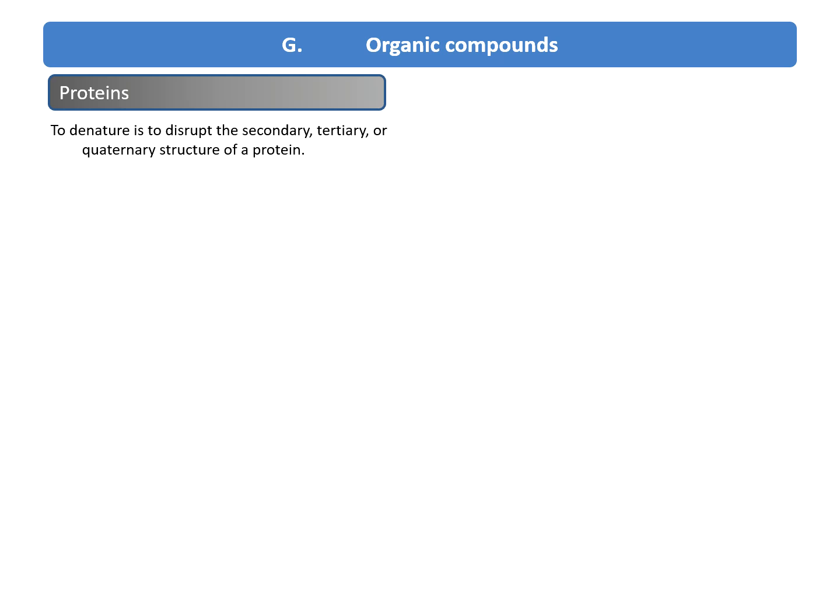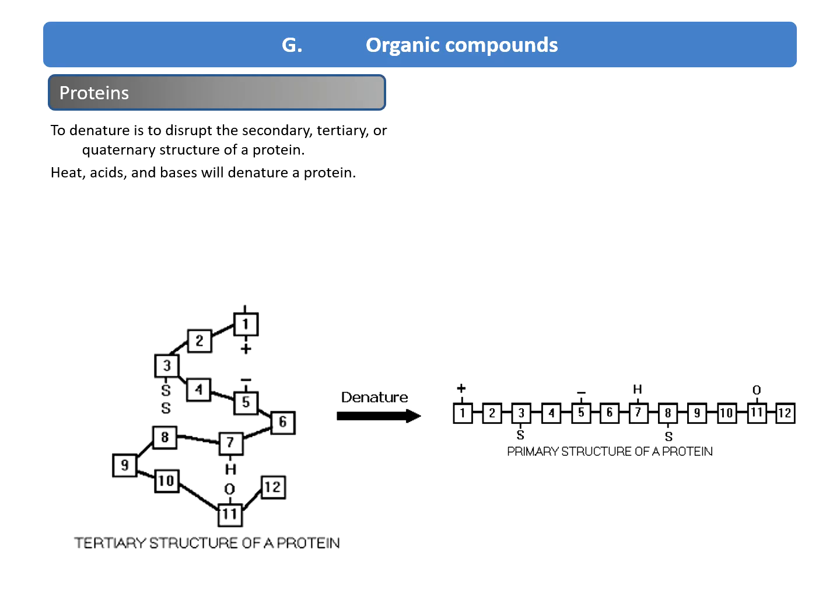To denature a protein is to disrupt the secondary, tertiary, or quaternary structure of the protein. Heat, acids, and bases will denature a protein. Here, for example, is a protein with its overall shape. When we denature it, these weak bonds have been disrupted and the protein is laid out in a straight chain.